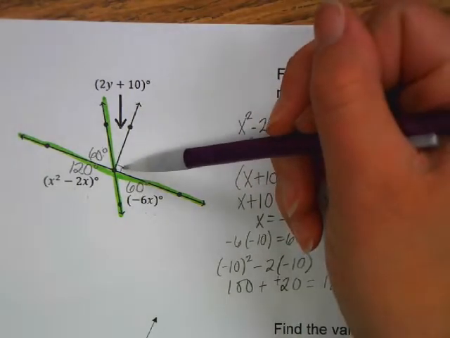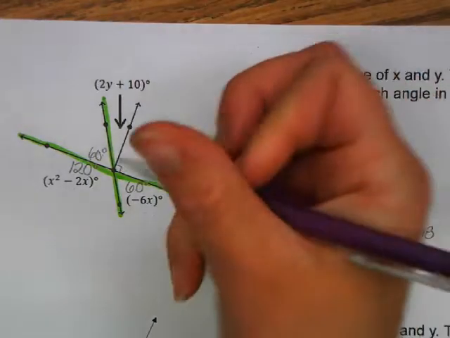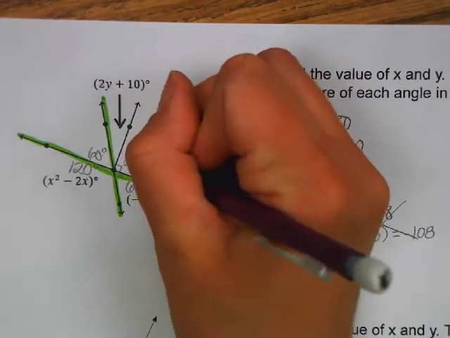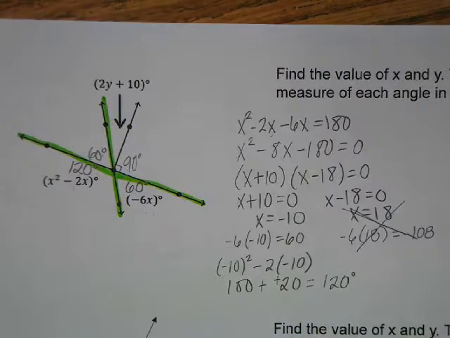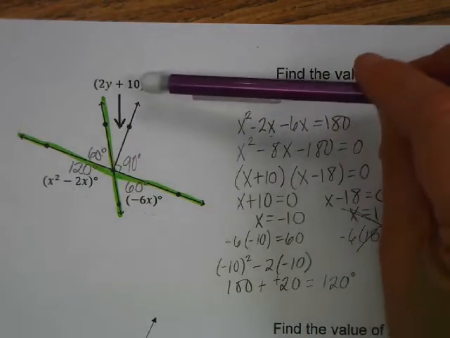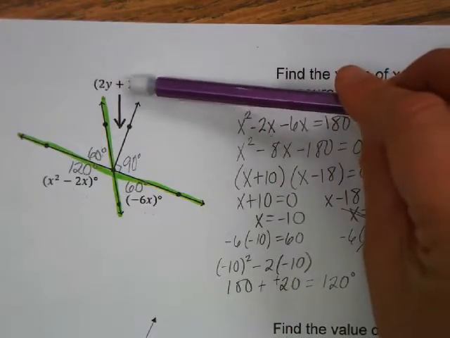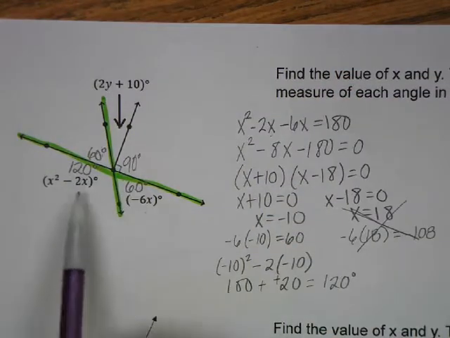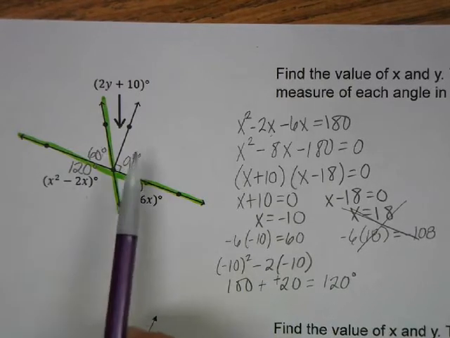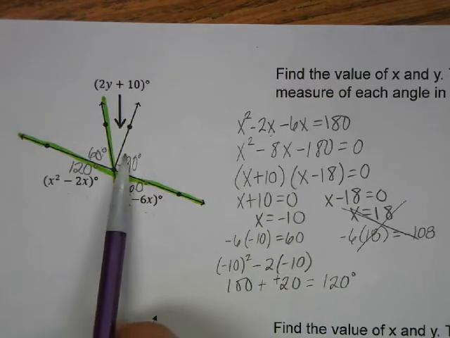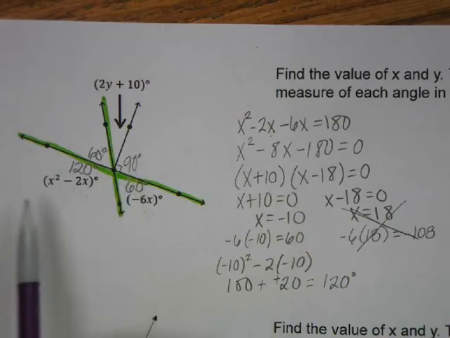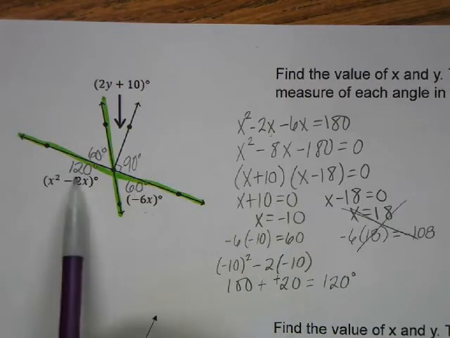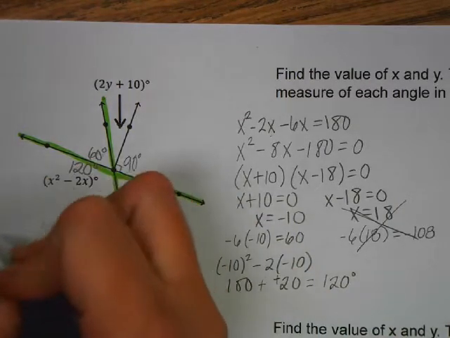I know that this symbol means that those are perpendicular, and perpendicular means that they intersect to form a right angle, which is 90 degrees. So now I can figure out the measure of this angle by either looking at this whole diagram as one big circle, which is 360 degrees, and I could subtract 90, 60, 120, and 60 from 360.